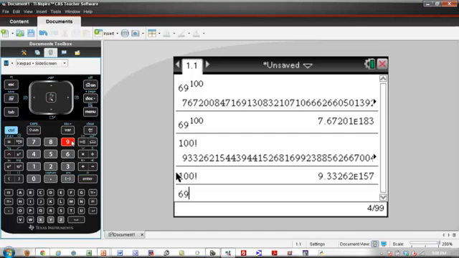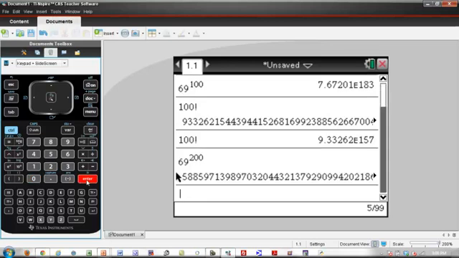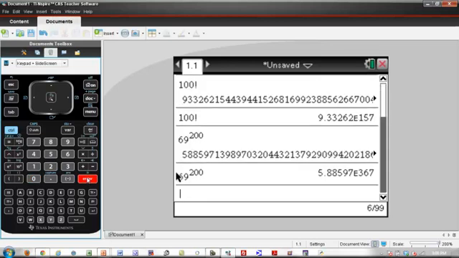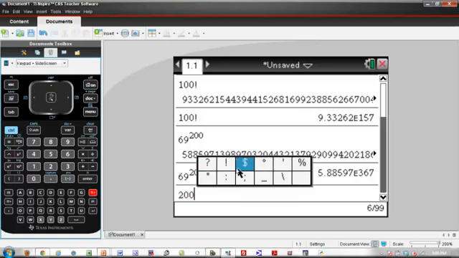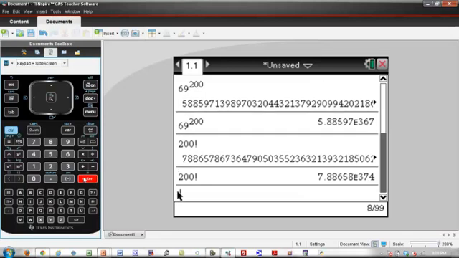And then guess what? If I go 69 to the 200th, I've got to do an estimate, but 200 factorial. And now all of a sudden factorial is bigger. So what's going on is both of these are 200 numbers, but some of those numbers in the factorial are bigger than 69.